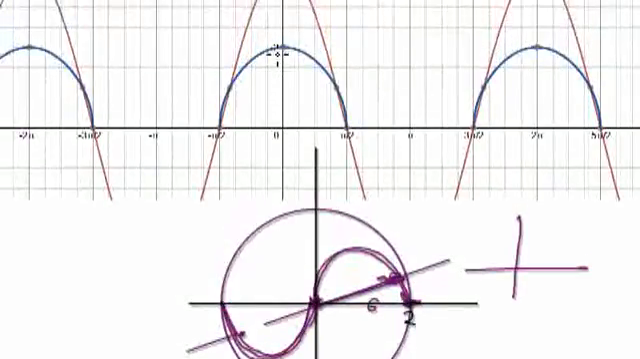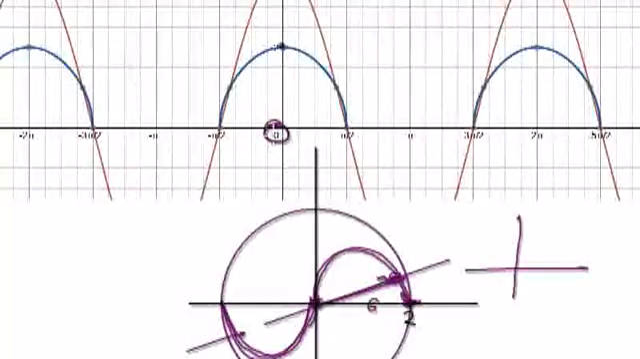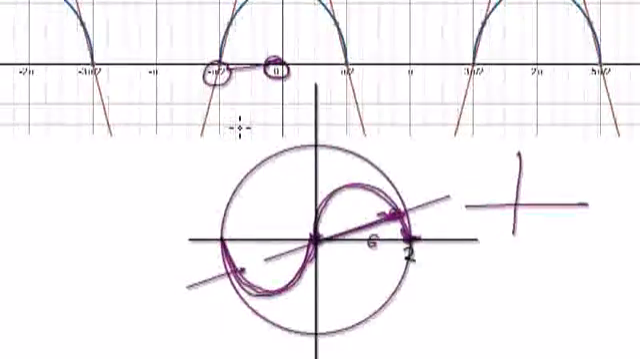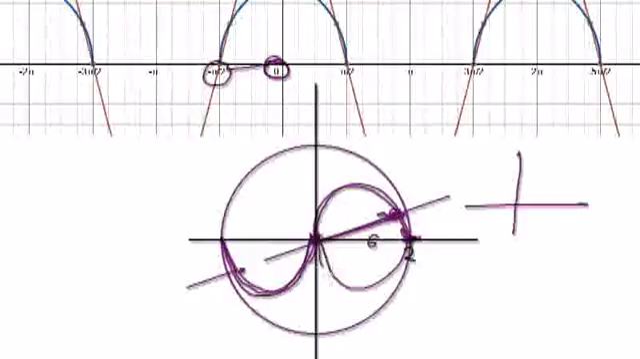While looking at the blue line, when the angle is 0, the radius will be 2. By the time we get to an angle of negative pi over 2, the radius should be 0. So it will look something like this. Bear with me. It will look something like this.